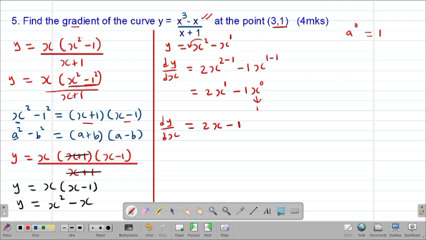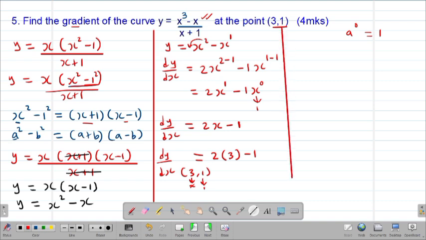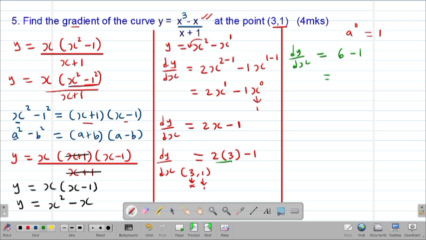So at the point (3, 1), our gradient will be equal to, so dy/dx through the point (3, 1), clearly the value of x will be 3, then the value of y will be 1. So this will be equal to 2 into my x is 3, then minus 1. So that means our gradient, dy/dx, will be equal to 2 times 3, I'll get 6, then minus 1. Therefore, this will be equal to 5. Therefore, the gradient through the point (3, 1) will be equal to 5.